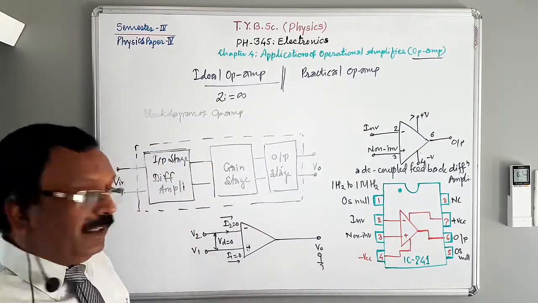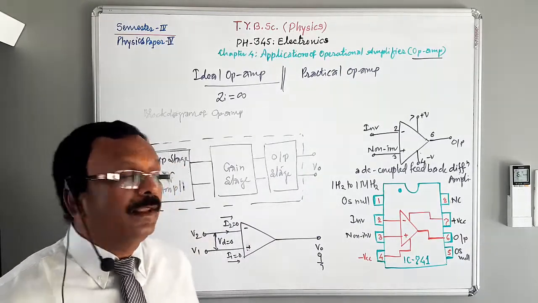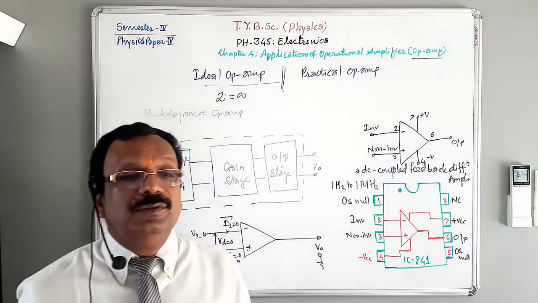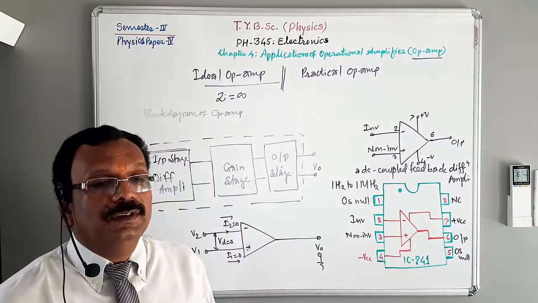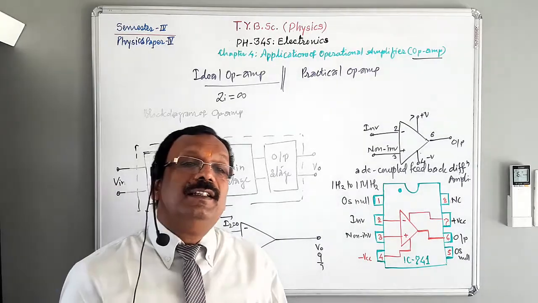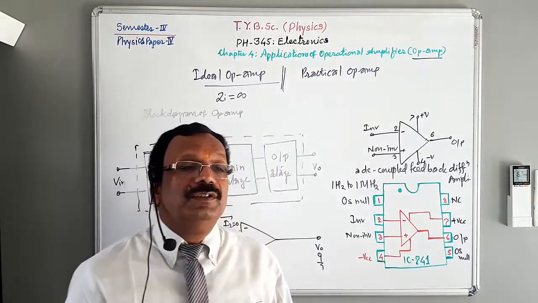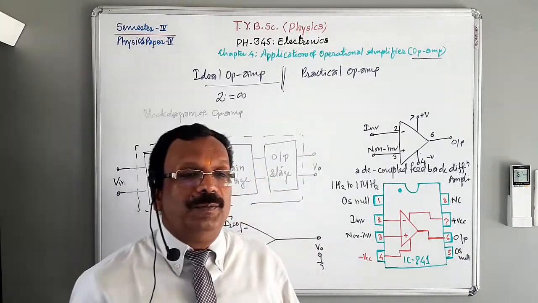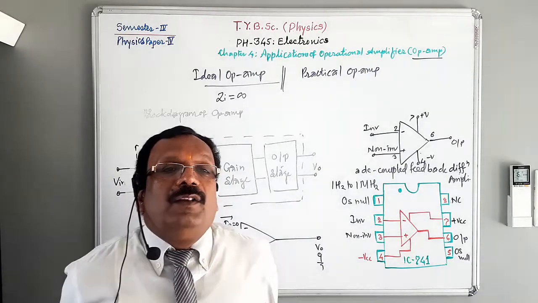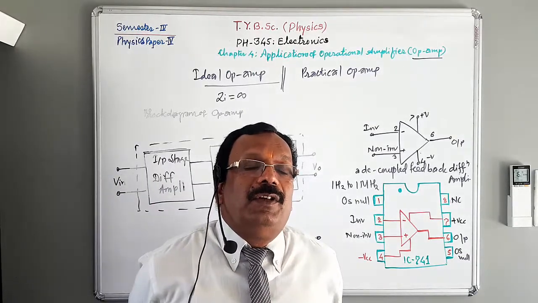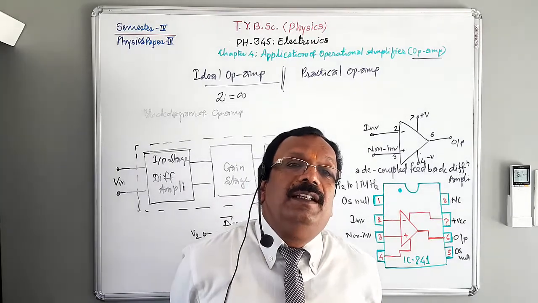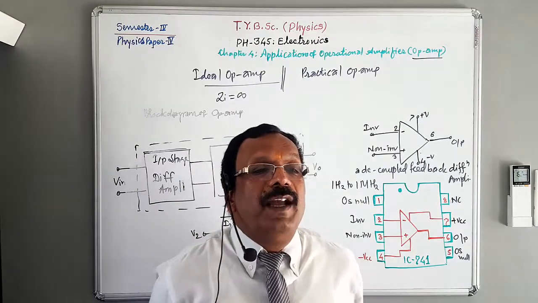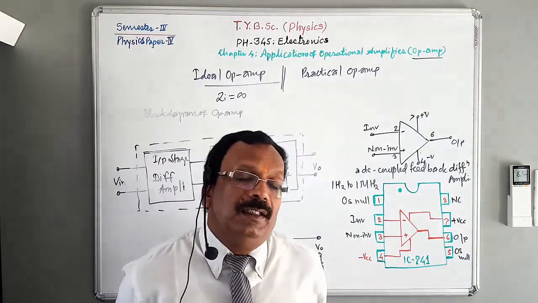See this figure. From this figure, I1 is equal to I2 is equal to 0. This ensures that we are going to study infinite input impedance. This is the first characteristic of an ideal op-amp. An ideal op-amp has infinite input impedance at the input.